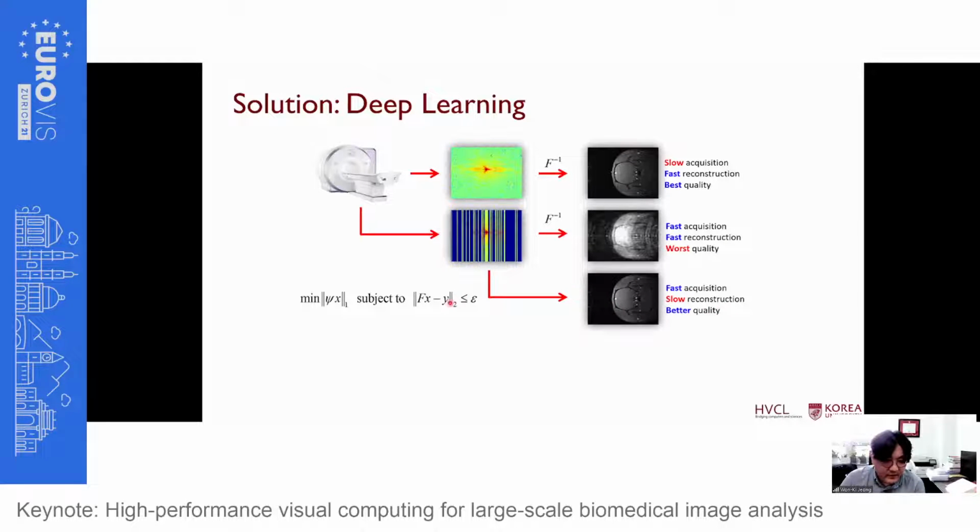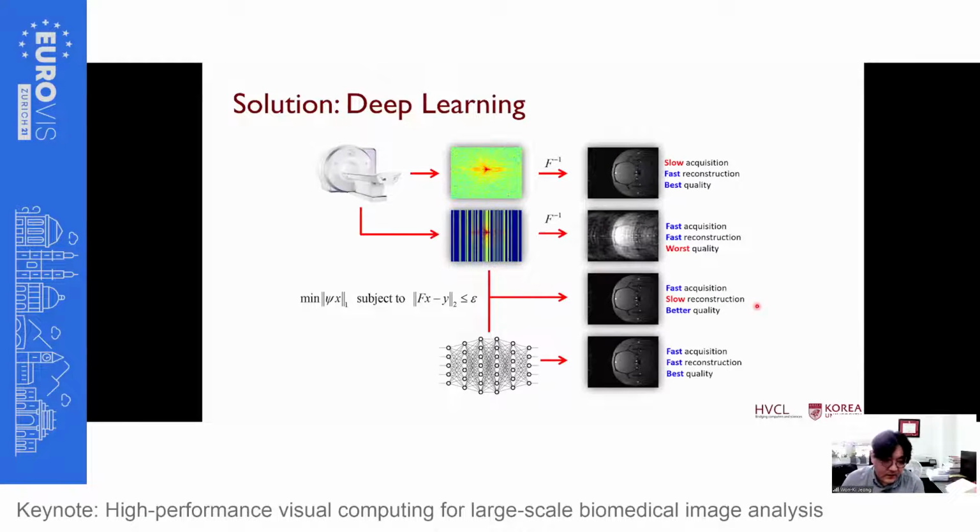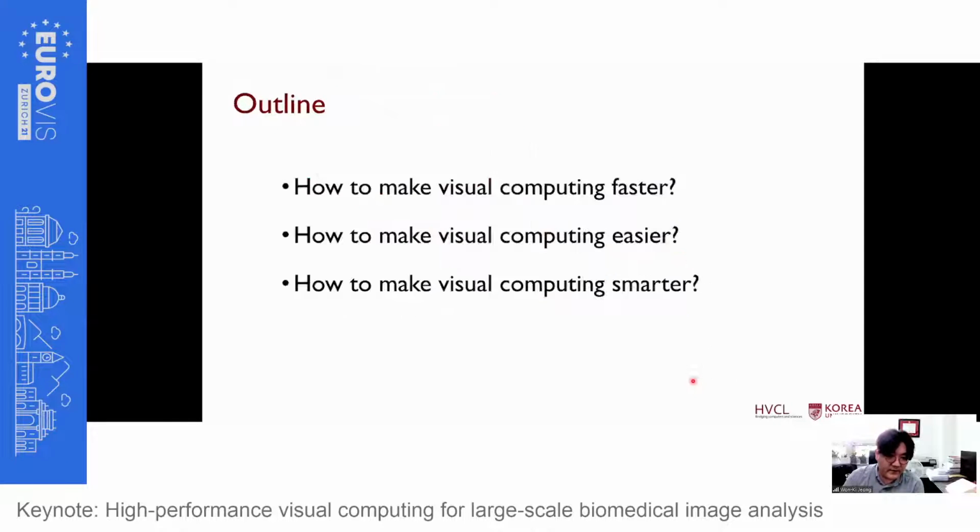But if you involve this numerical process here, then the reconstruction can be very slow, okay? So we think that deep learning can jump into this situation so that this computation can be totally replaced by a one-way feed-forward deep learning process. So in this case, acquisition can be fast, reconstruction can be fast, and quality is also best. So this is another point of view of our research in deep learning, so that we can make it faster.